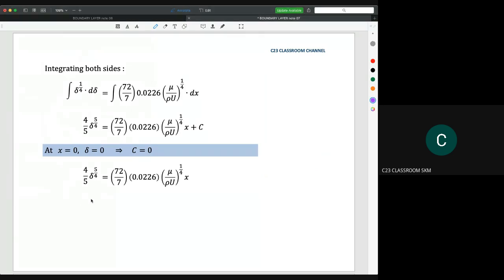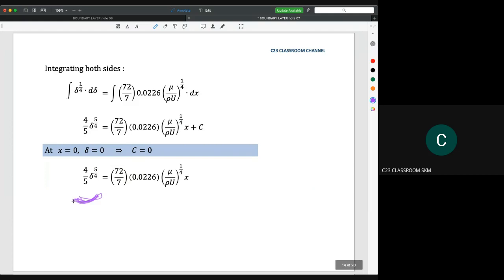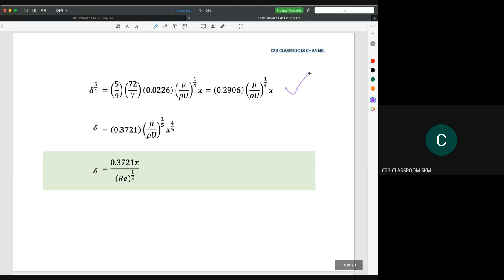Similar to the laminar boundary layer, we cannot leave this equation like this, so we need to simplify it. We bring everything not related to delta to the other side and remain with the delta only, so we bring 4 over 5 to the right side. So we will have this one, and then we need to do something. We take the square root with 4 over 5 here, and this also needs to be the square root of 4 over 5. And then you will get the value of this one.